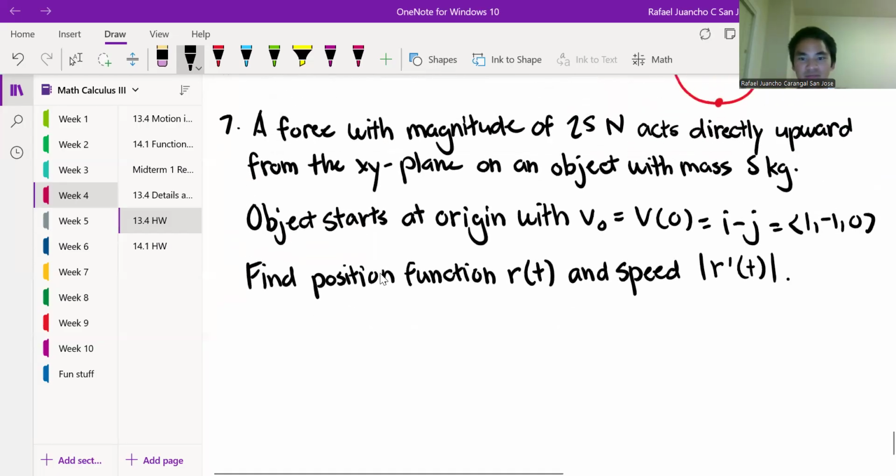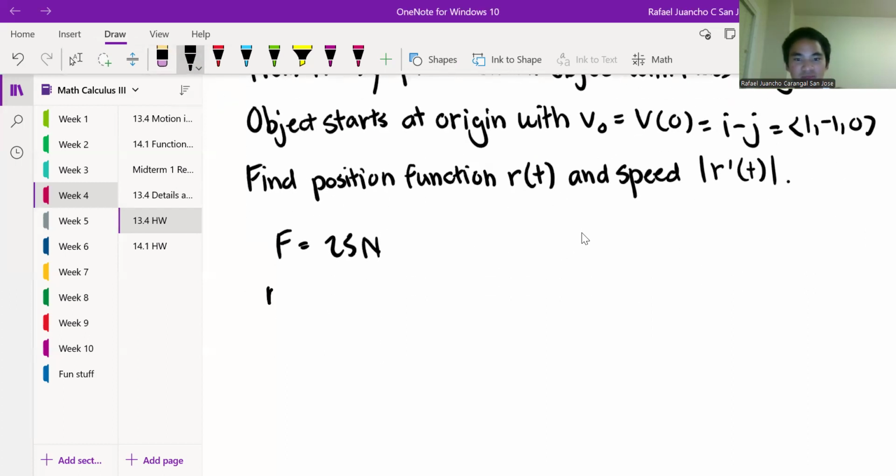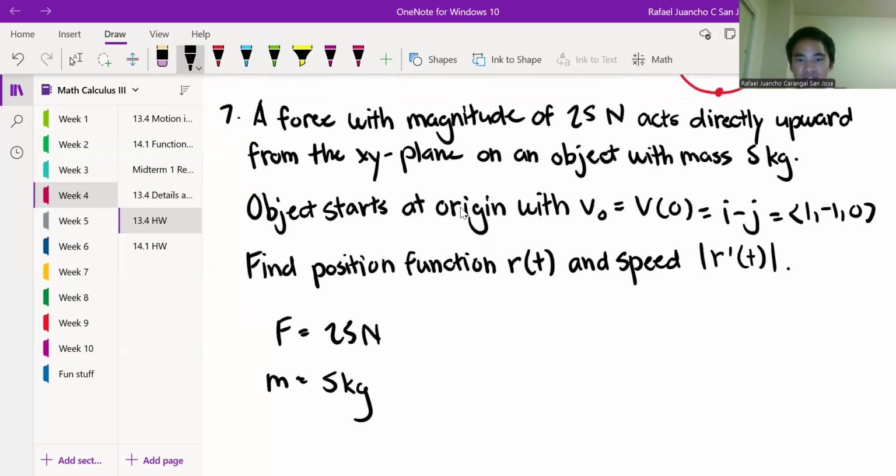So how do we do this? Well, we're given a force. So here's what we're given. We have a force with this magnitude. So F is equal to 25 newtons, and it acts upward. And we know force is a vector, right? We're also given a mass, and I'm assuming this mass is constant, which is 5 kilograms. And this object starts at the origin, so it starts at v of 0 with this vector here. And we're being asked to find its r of t.